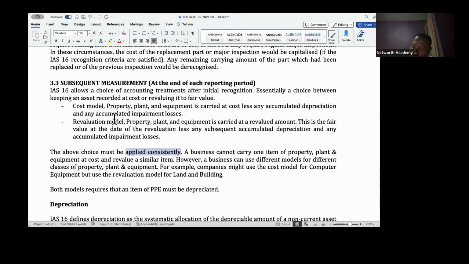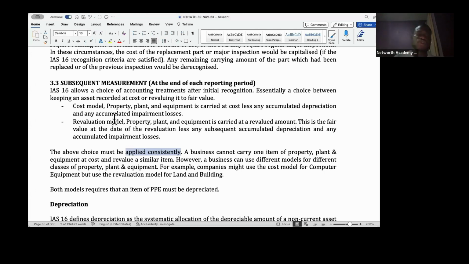Okay. You cannot say you want to use cost model for one laptop, and you're not using revaluation model for another laptop. No. Class by class. So the choice is based on class of asset by class of asset. So if you use cost model for all your computer equipment, you can decide to use revaluation model for all your land and building, and use another model for your office equipment. So class by class, right?